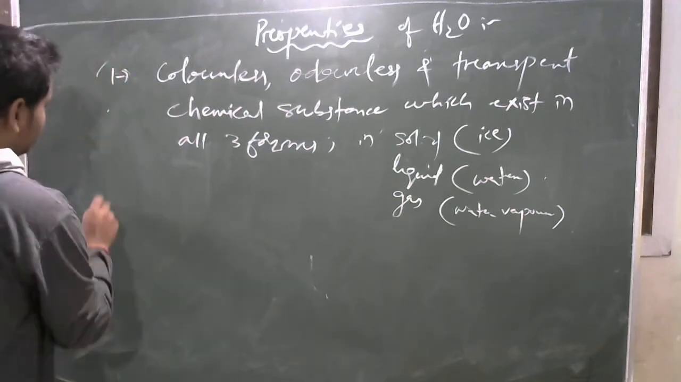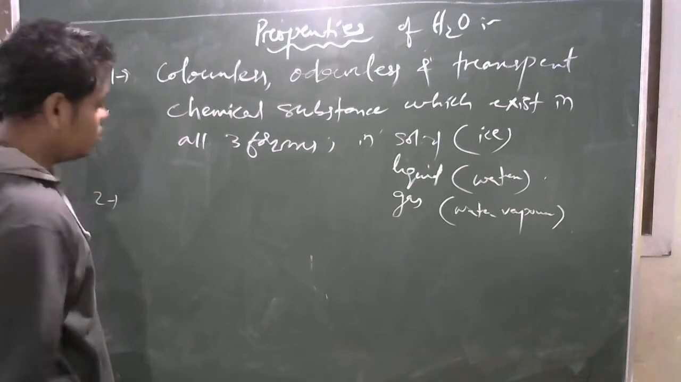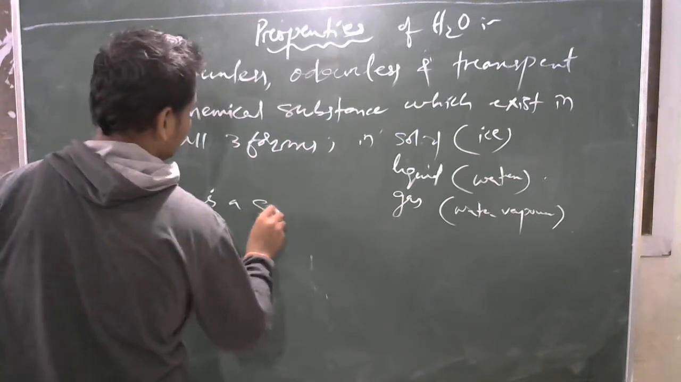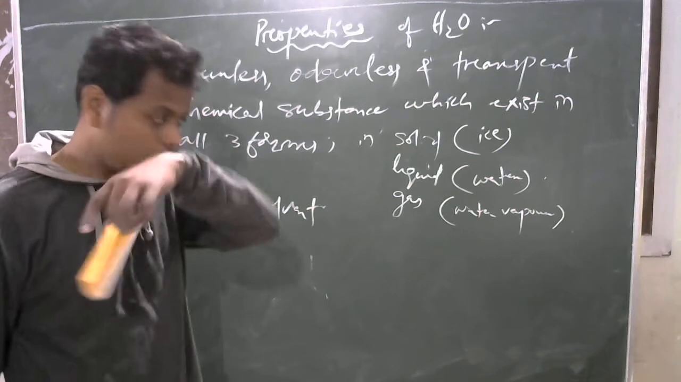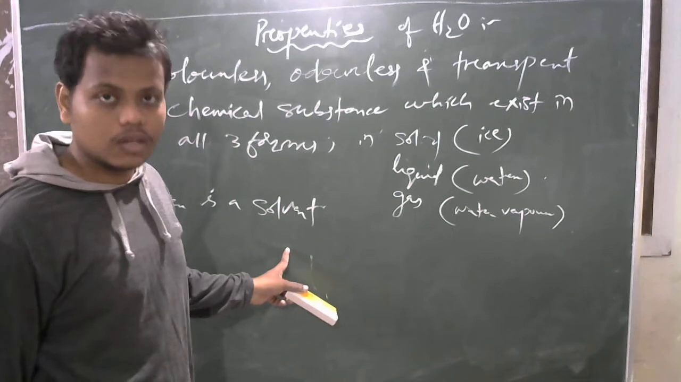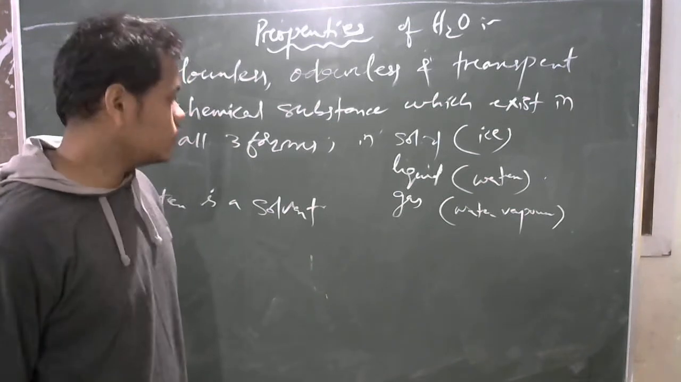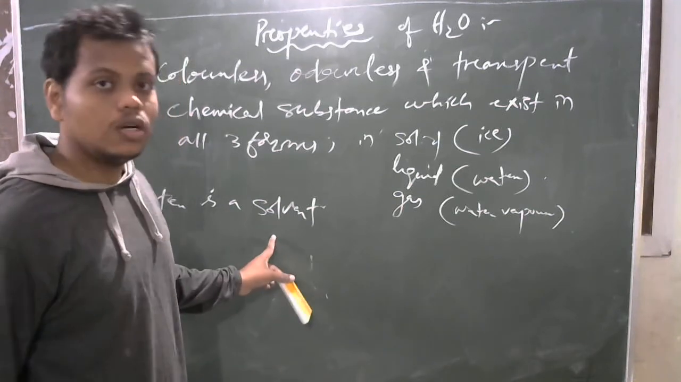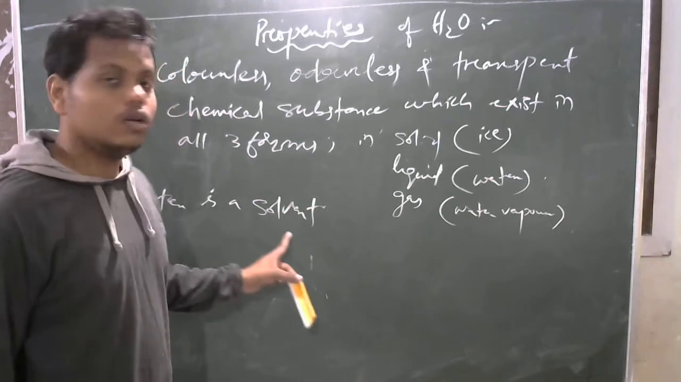Then the second property is that water is a solvent. As we know, water is called the universal solvent because maximum solute particles, or maximum organic and inorganic chemicals, are dissolved in water. Maximum organic and inorganic chemicals, which we call solutes in a solution, are dissolved in water. That's why water is called a solvent.